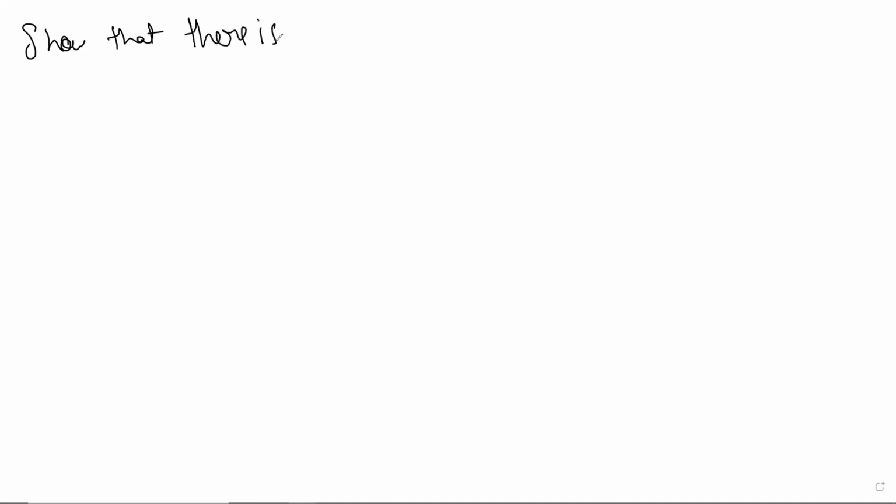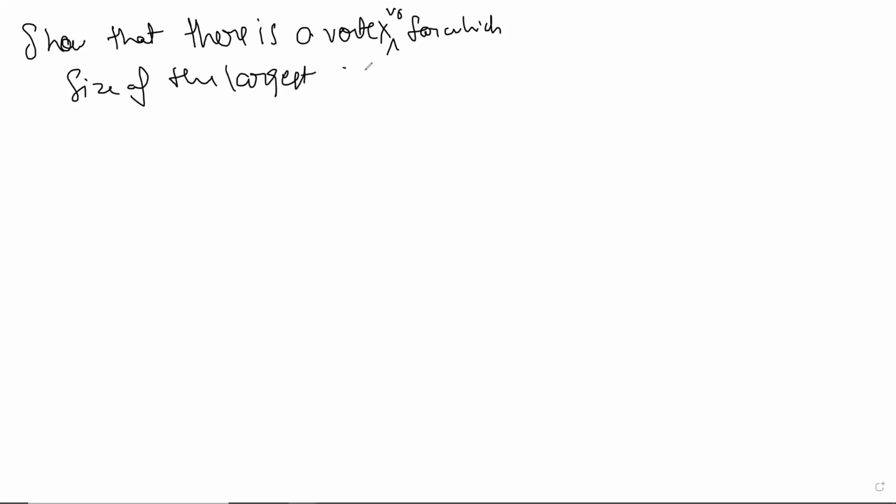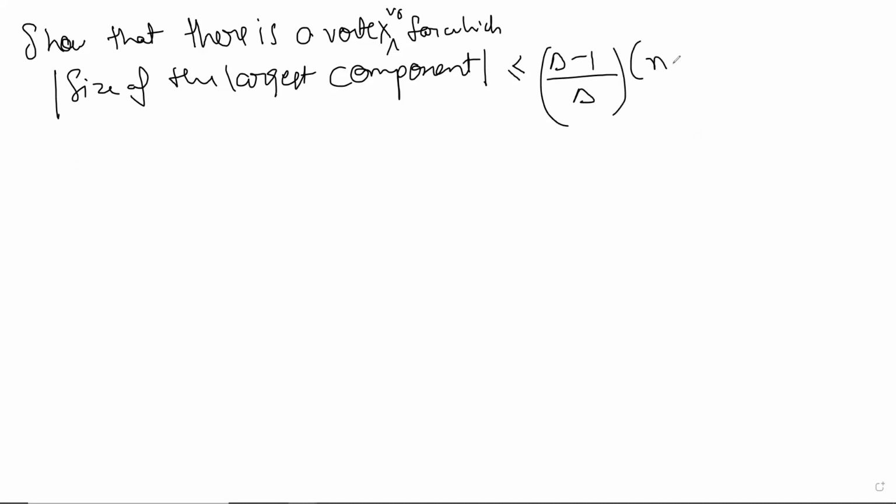there is a vertex v naught for which the size of the largest component is at most, and this is by definition our f of v naught.